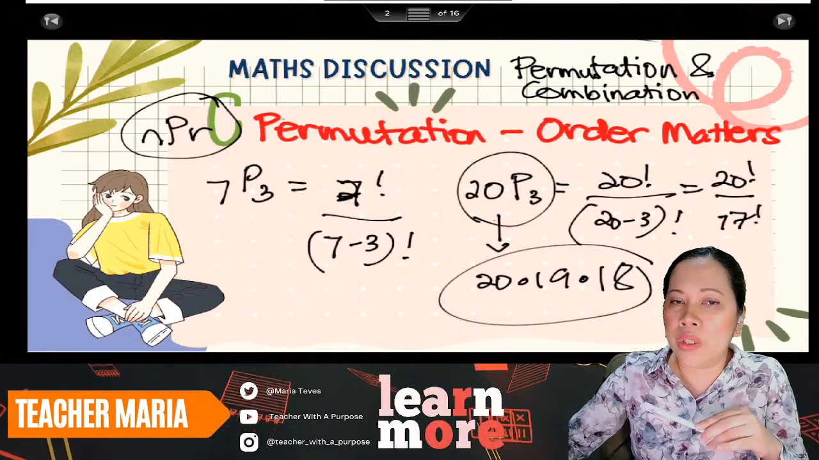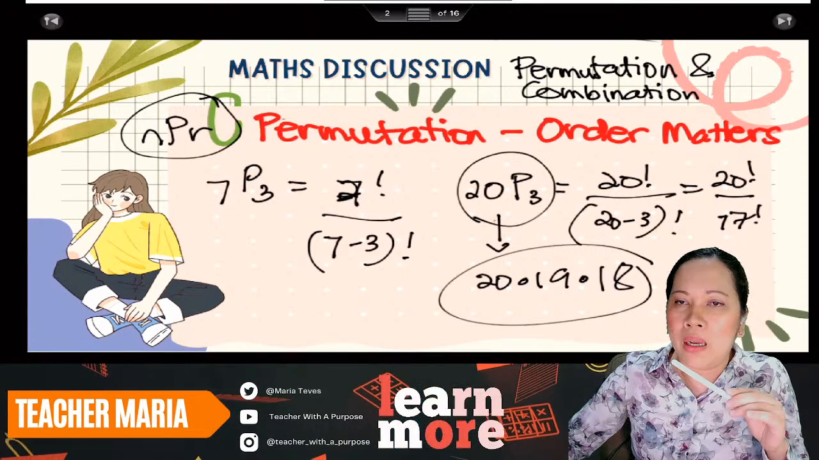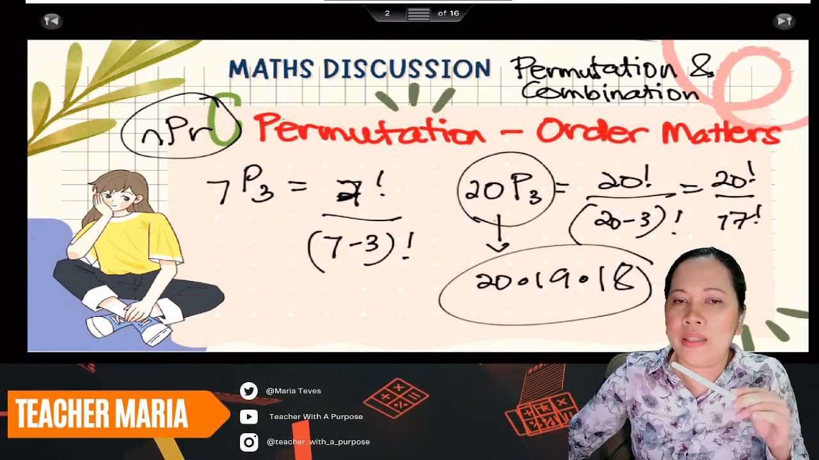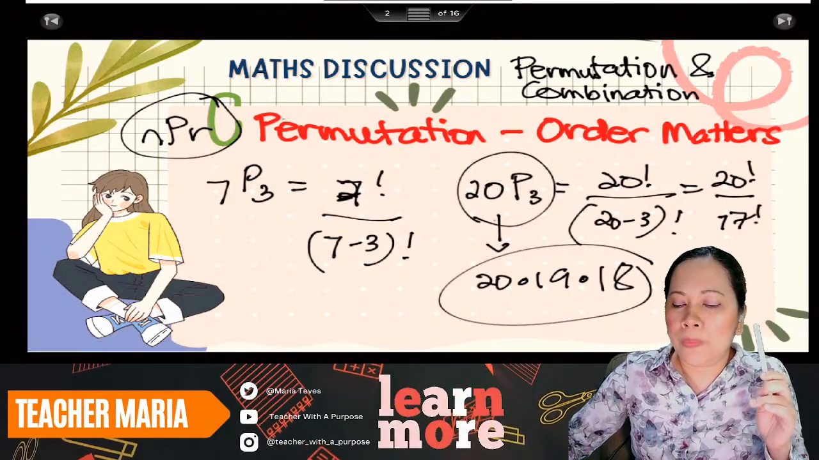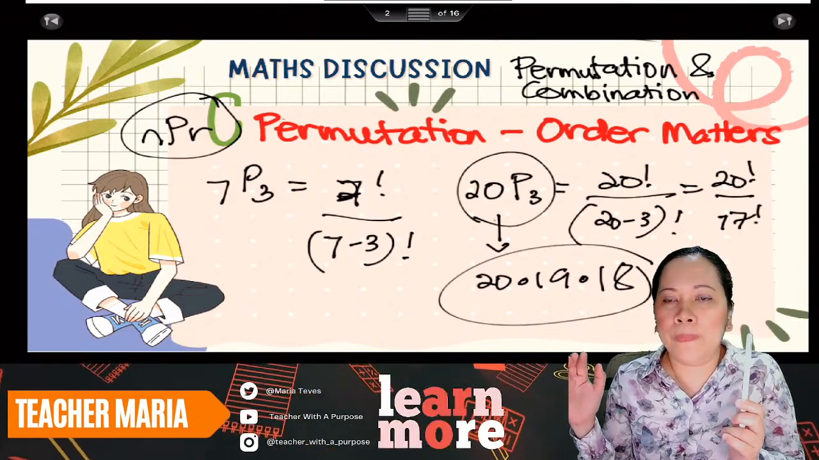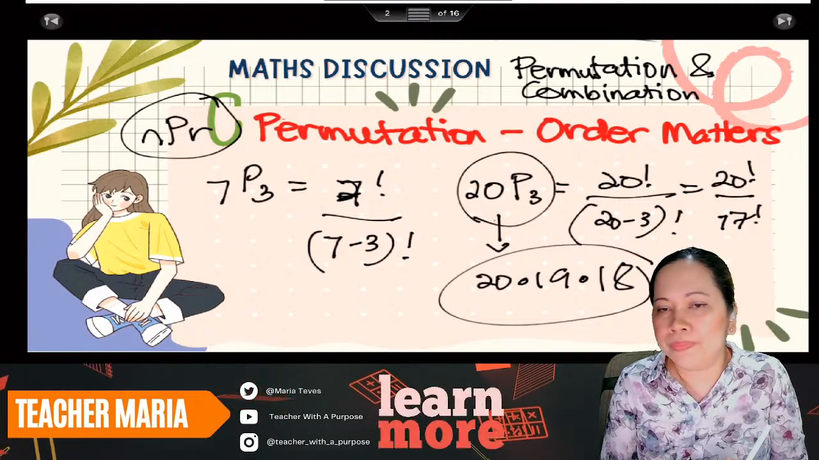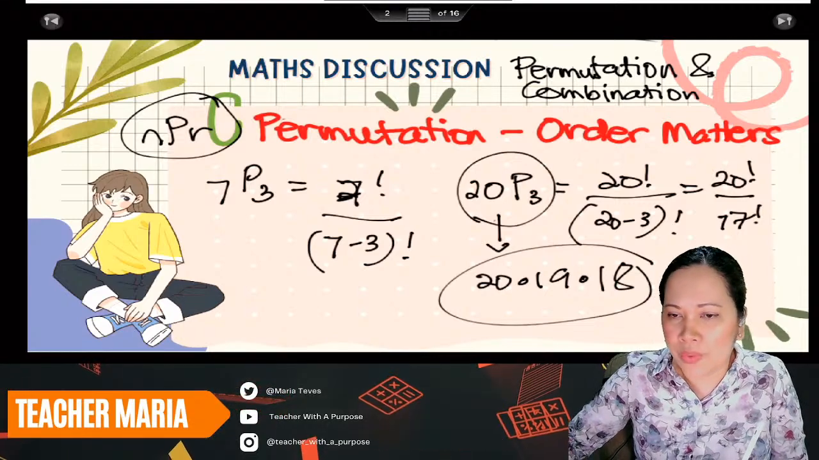Again, the order of this permutation does matter. All right, so that is your permutation. Any questions so far?